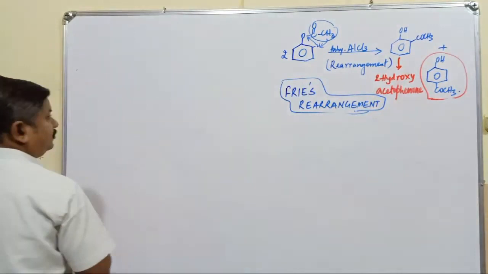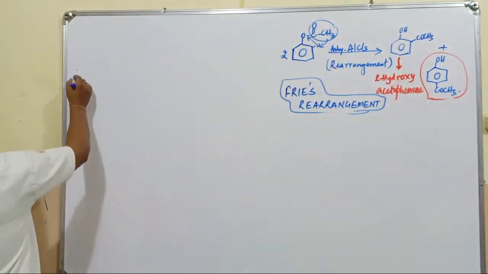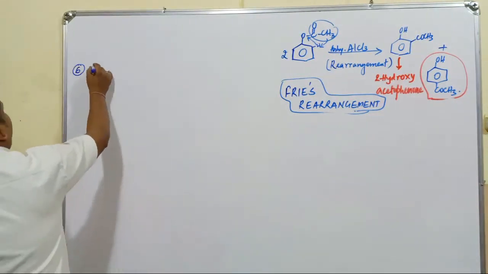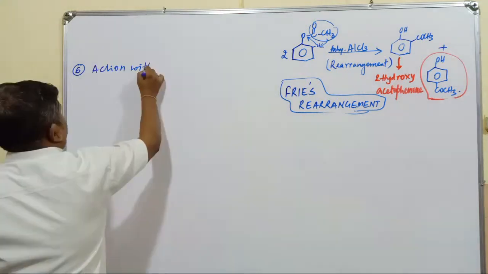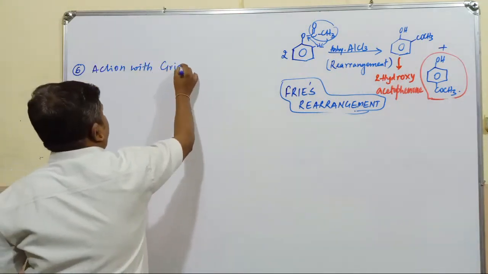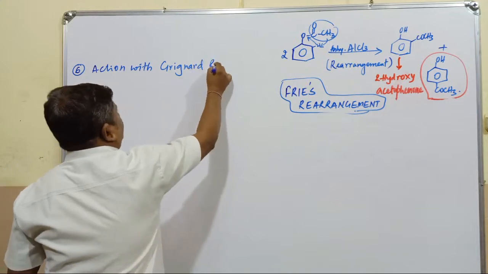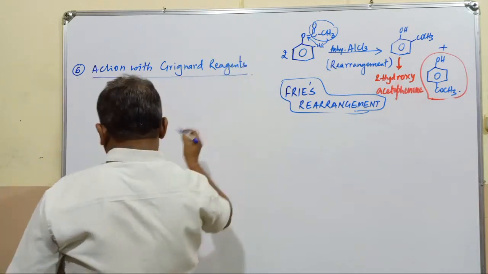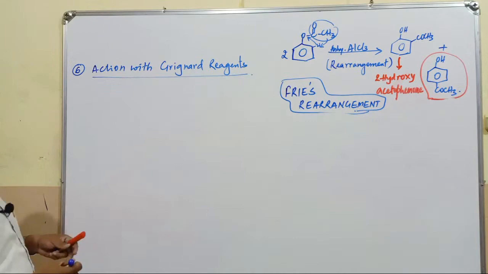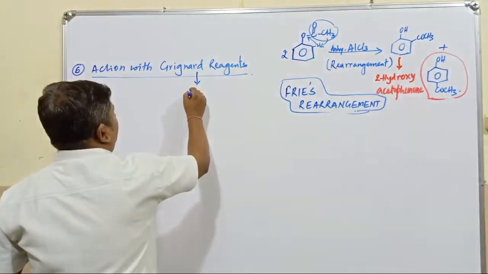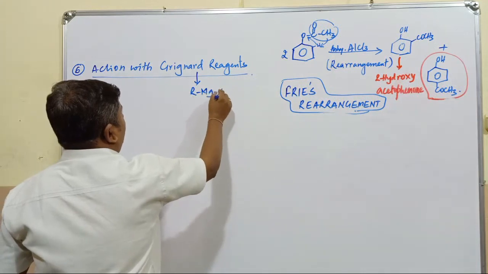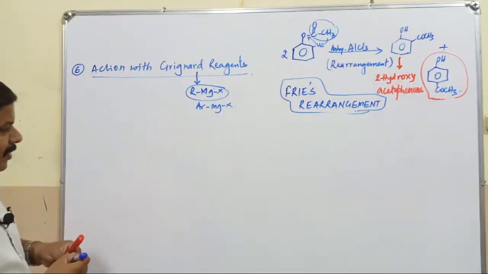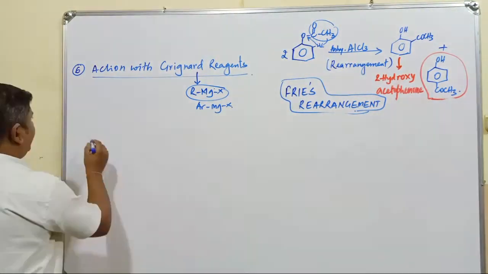Next number, I think it is number 6 maybe. Whatever number is there, just mention it. Action with Grignard reagents. How do these phenolic compounds react with Grignard reagents? What is a Grignard reagent, students? Already we have discussed. The compounds represented by RMgX or sometimes ArMgX, alkyl or aryl magnesium halides, are generally called Grignard reagents.